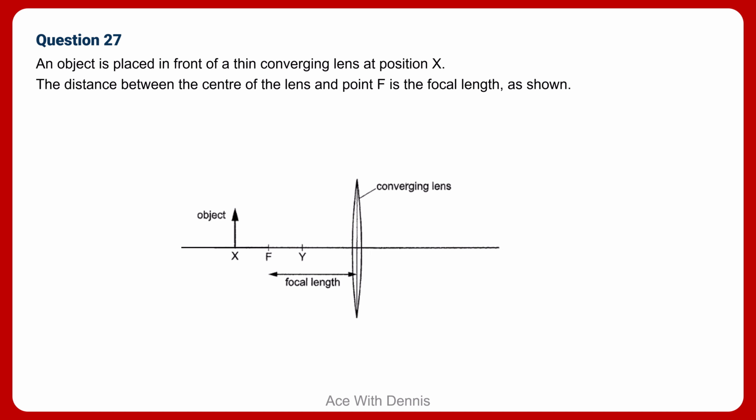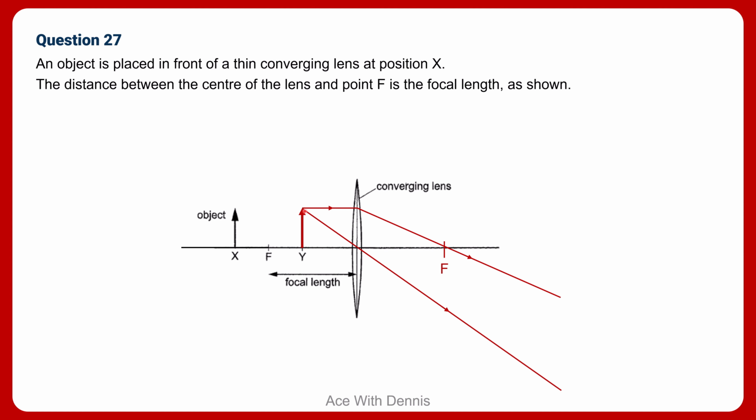Okay, now let's draw the ray diagram when the object is at position Y. So here is the object at position Y, and here is the focal length at another side of the lens. So again, first we draw this ray and this ray, where when the horizontal ray passes through the converging lens, it will be bent towards the focal point.